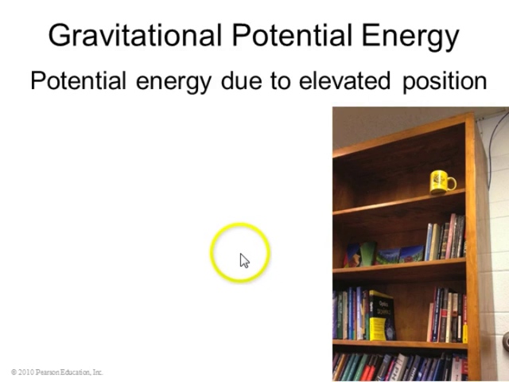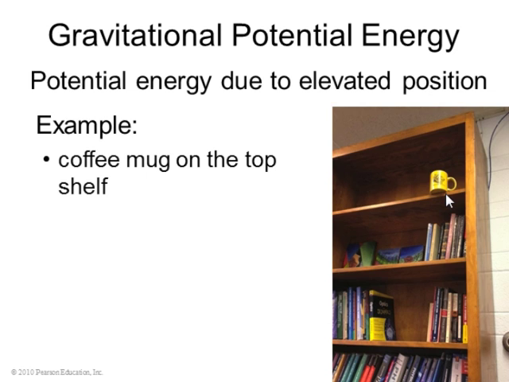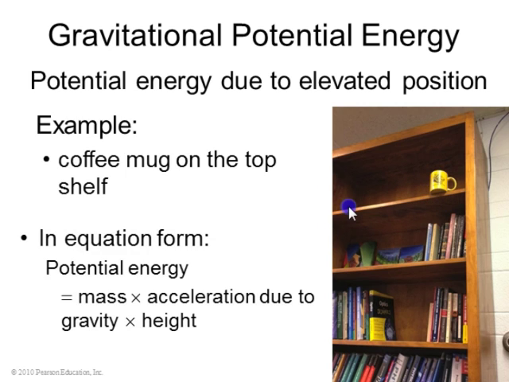There's also a form of potential energy called gravitational. This is potential energy due to the fact that something is high off the ground. And so an example is this coffee mug in the top shelf. It has the potential to fall and smash and make a big loud noise, so it has some gravitational potential energy. And there's even an equation for it. It's the mass of the object times g, the acceleration due to gravity, times the height that it is off the ground, mgh, where g is 9.8.